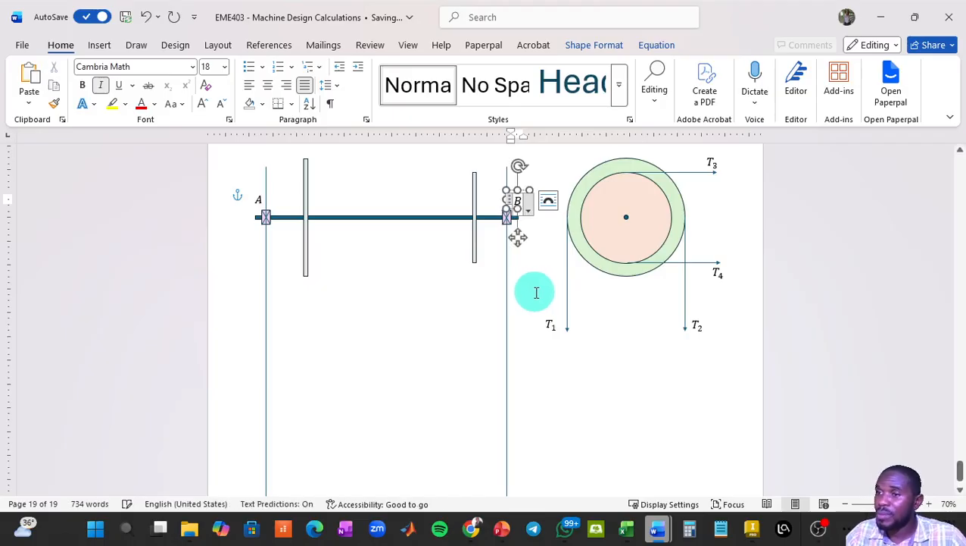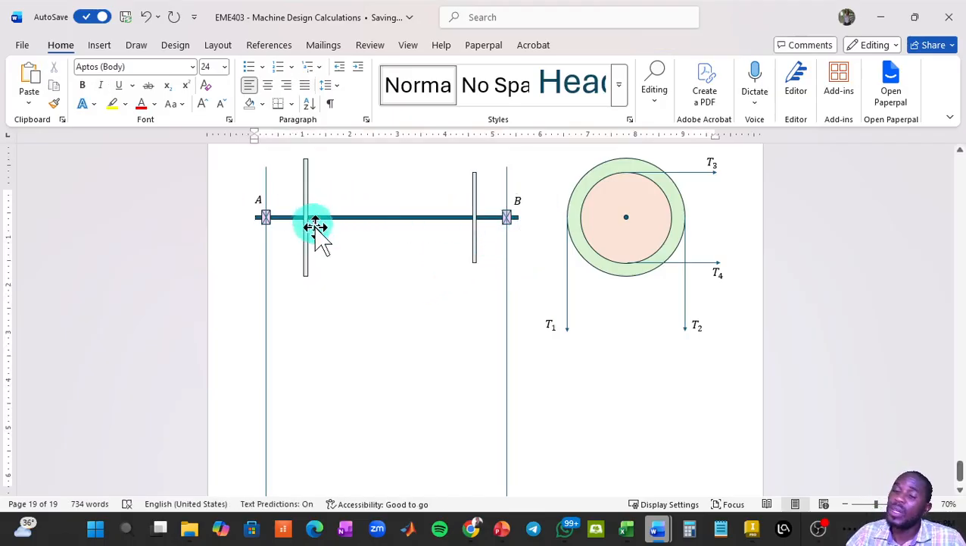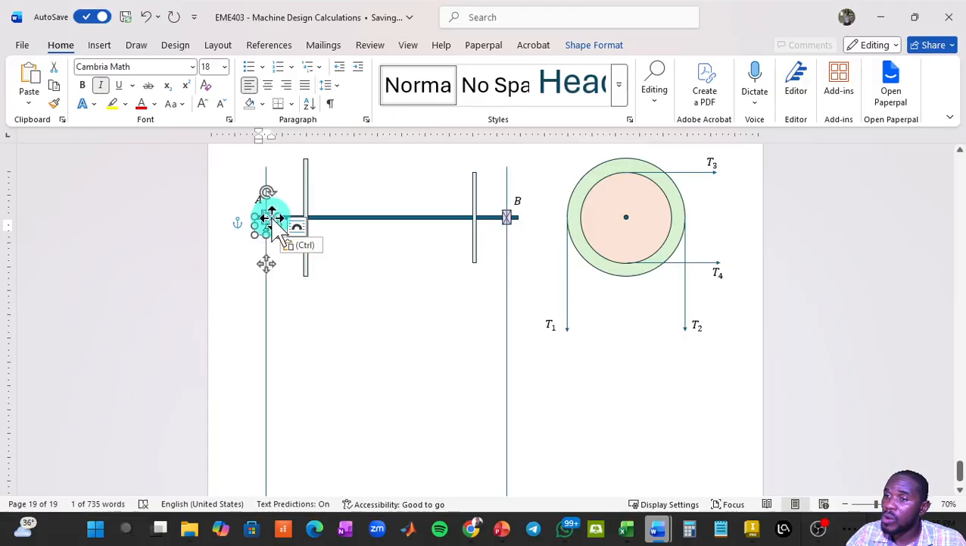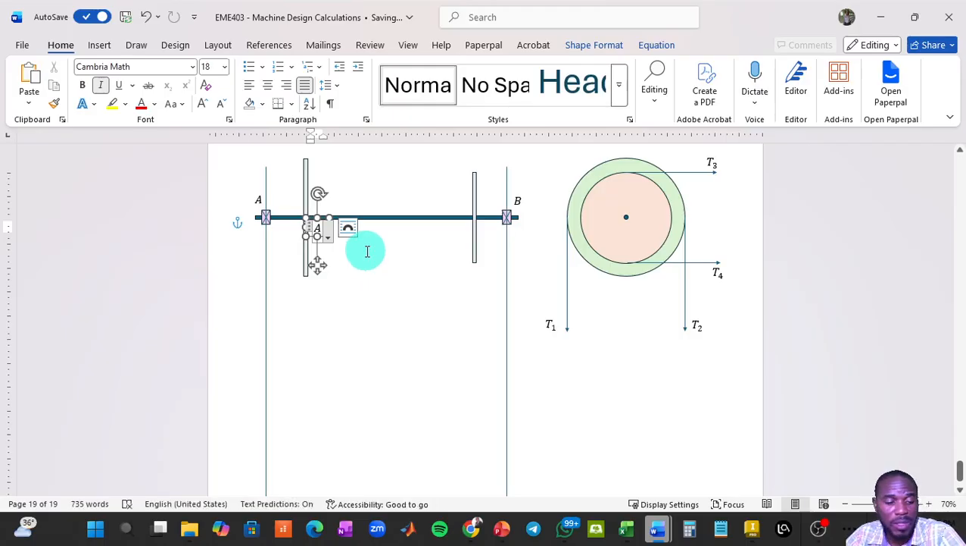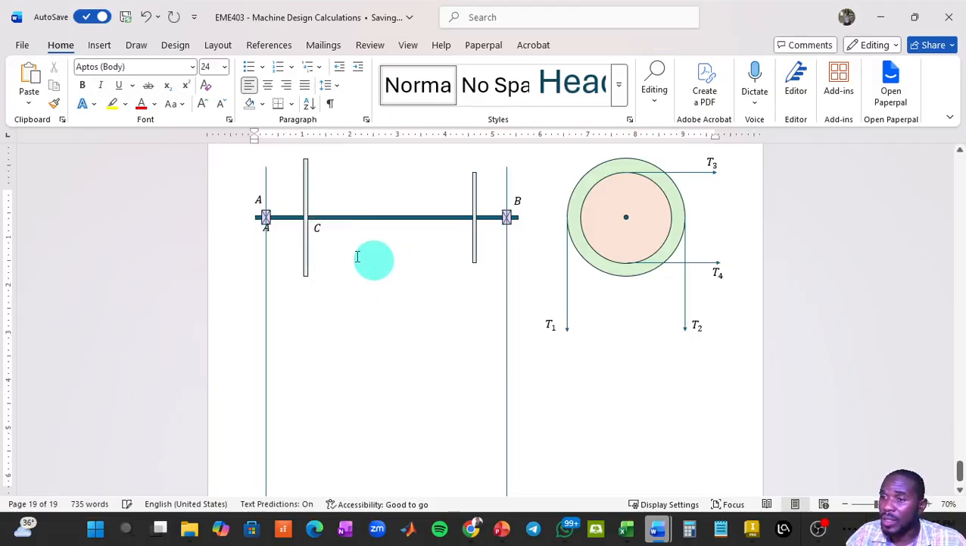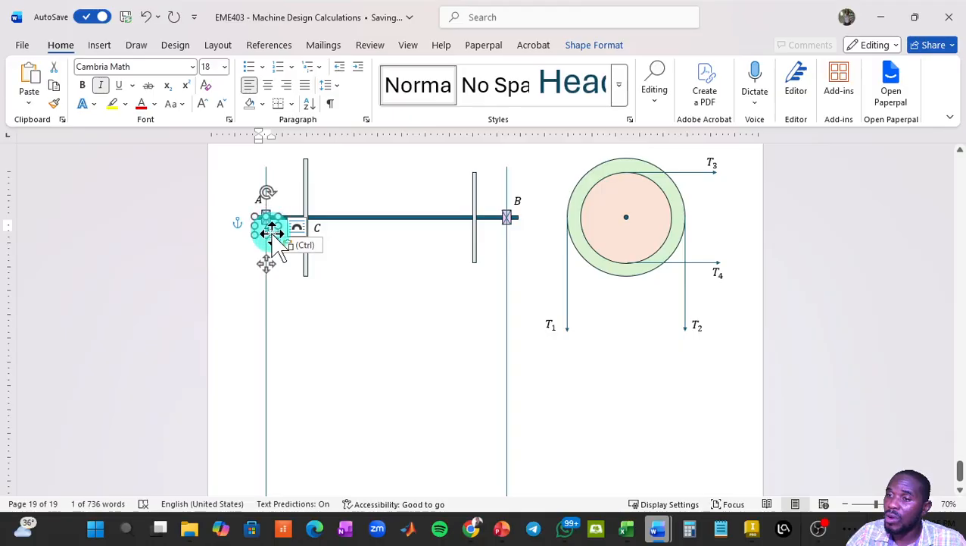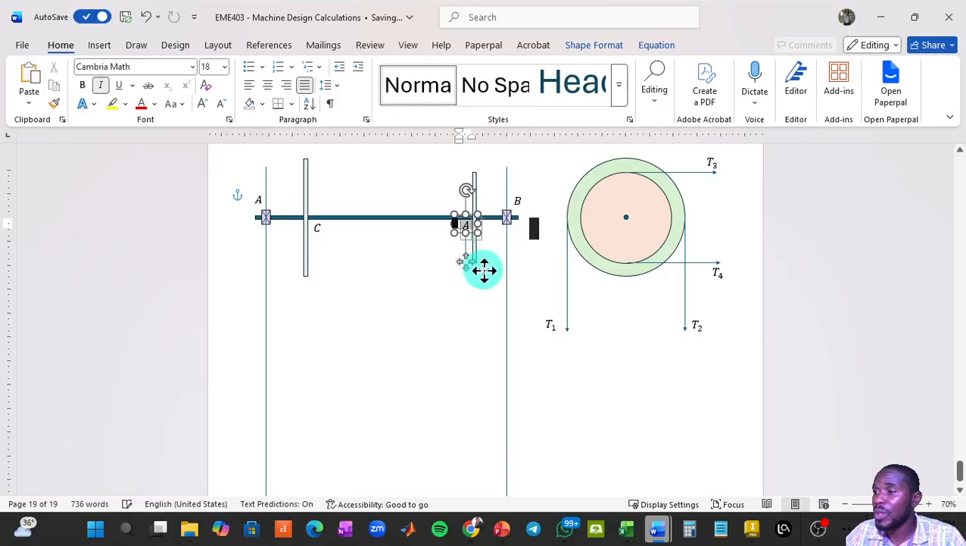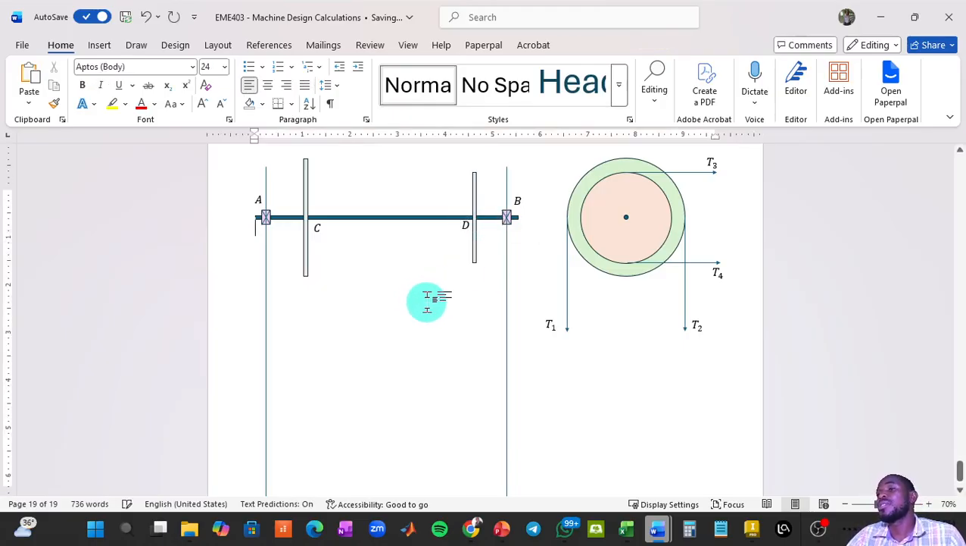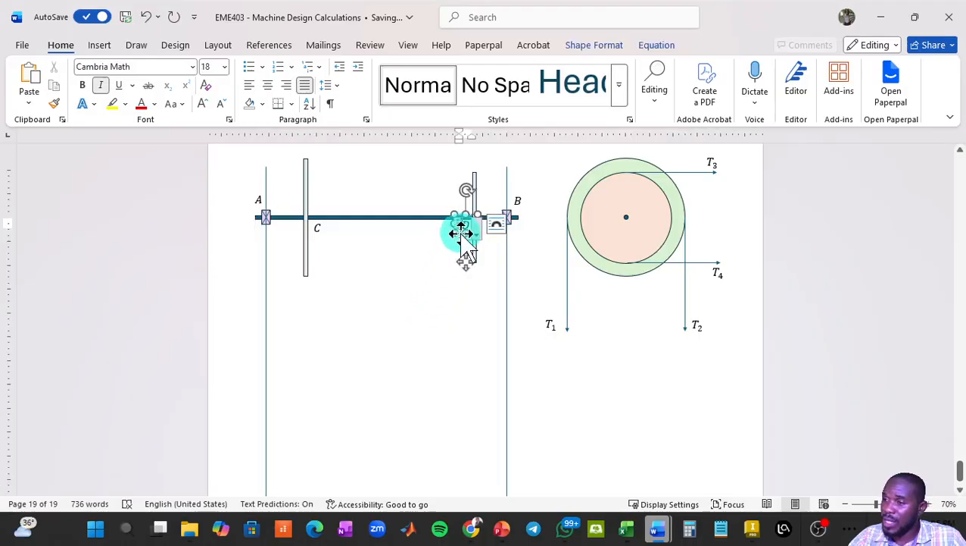We'll call that B. Okay, for the point where the pulleys are, I'll call this bigger pulley, the 600 millimeter diameter pulley, C. And I will call this one D. Okay, I will call that one B. Good. So it's easy for us to identify where what is.